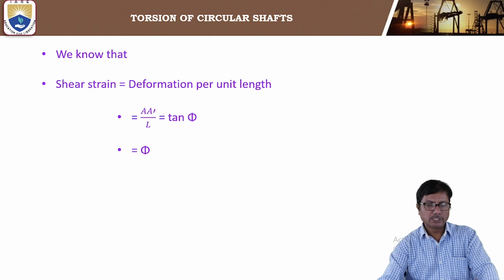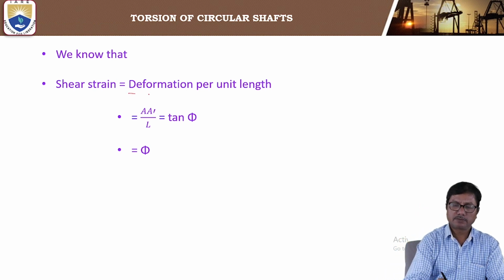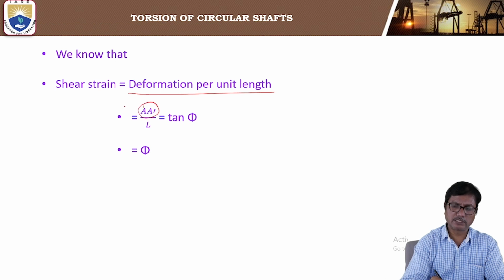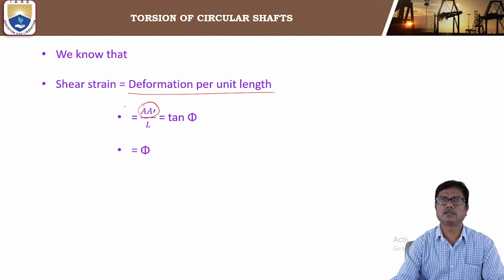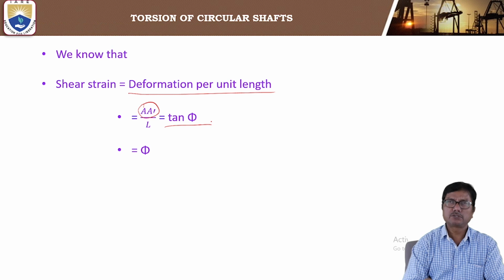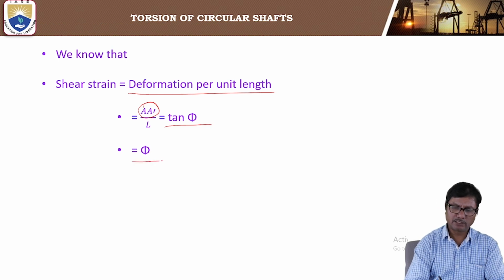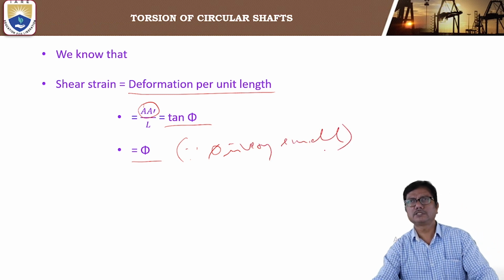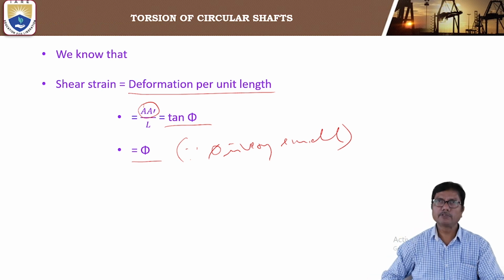Now the shear strain is deformation per unit length, lateral deformation per unit length, that is AA' by L, which is equal to tan phi, and that is equal to phi since phi is very small.